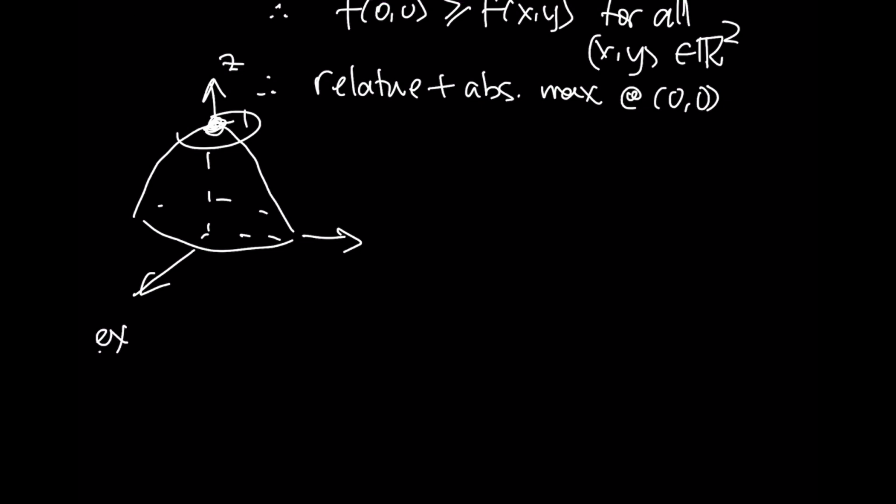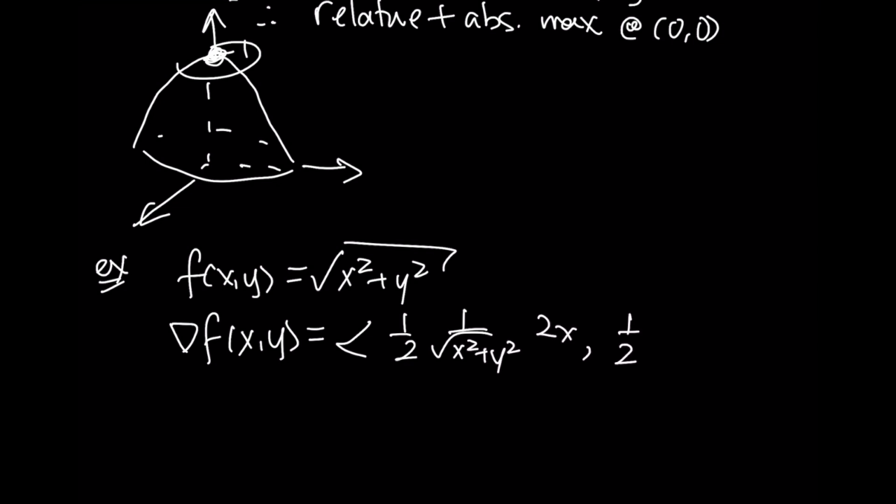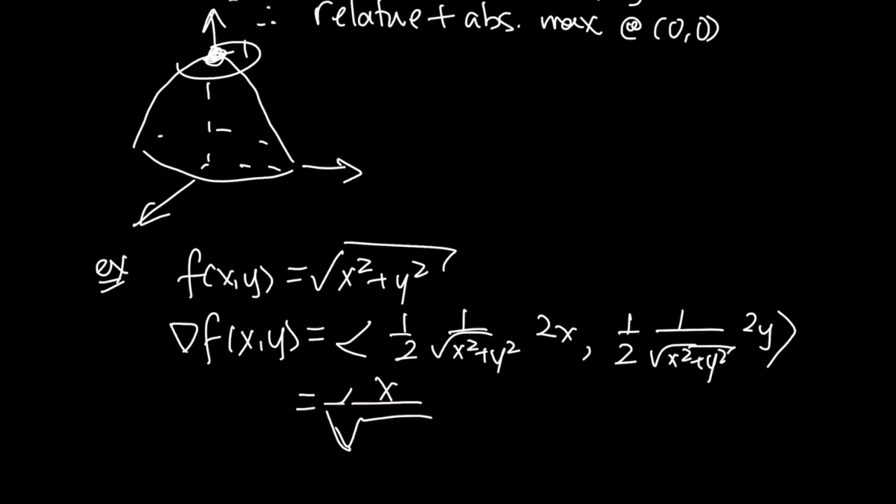As another example, let's take the function square root of x squared plus y squared. If I were to find the gradient of this function, what I would have would be 1/2 times 1 over the square root of x squared plus y squared times the 2x, and 1/2 times 1 over that same square root times 2y. The 1/2 powers will cancel out, and I'll end up with this result.